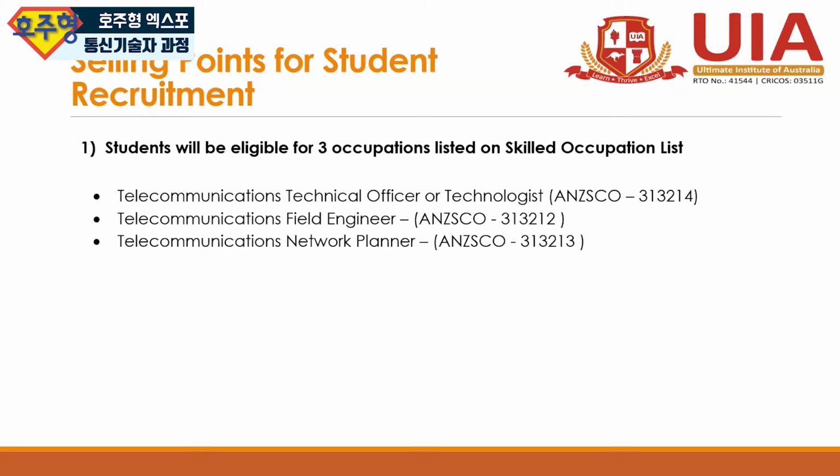So each one has its own job responsibilities, but you can claim experience. If you are working as a field engineer, you can still claim experience towards technical officer or network planner, because that has similar job roles but slightly different. If somebody is going to the field, they can claim as telecommunication field engineer. If somebody is working on desk, planning and designing on computer, then they can claim telecommunication network planner. And the technologist is a combination of everything.